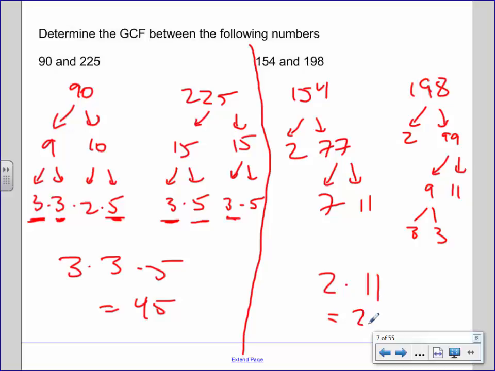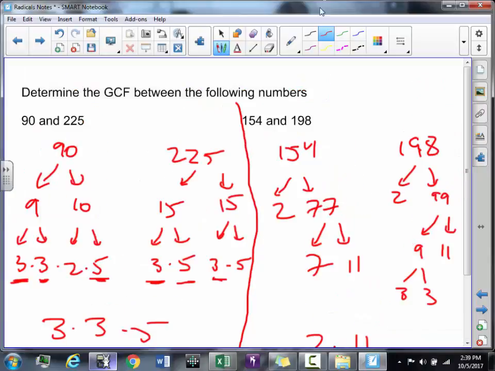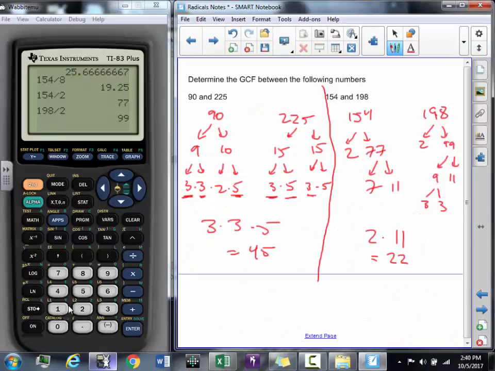We're multiplying: 22. And here's an easy way to double check. I just want to make sure you guys aren't adding, because kids often add rather than multiply. So then double check. Does 154 actually divide by 22? Okay. And does 198 actually divide by 22? Okay.